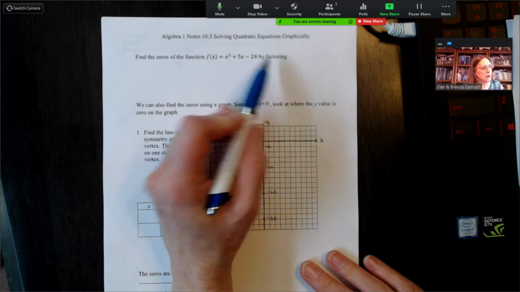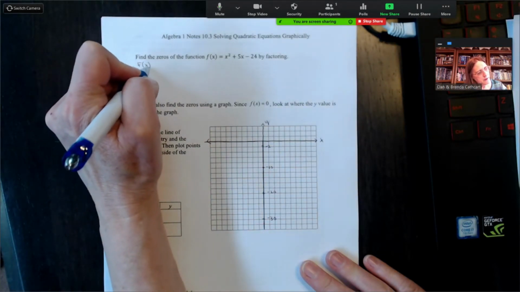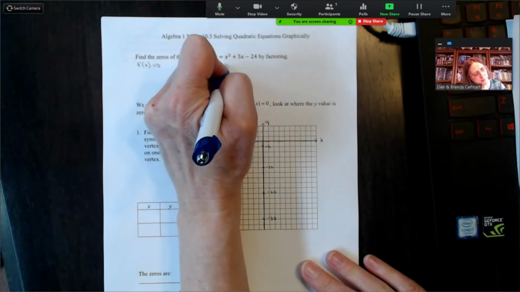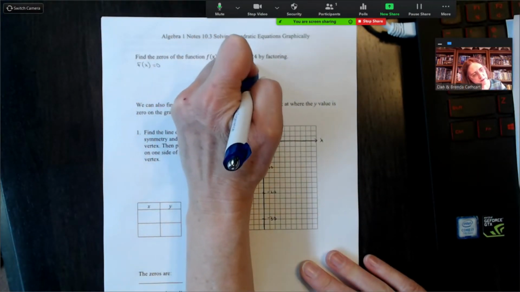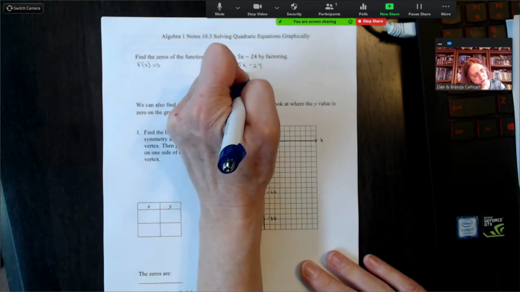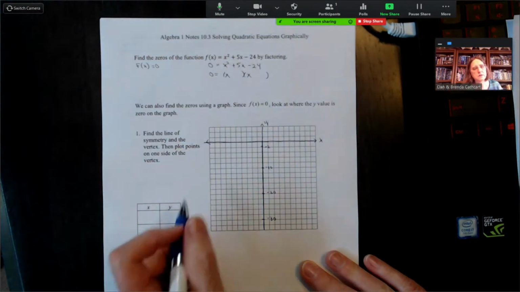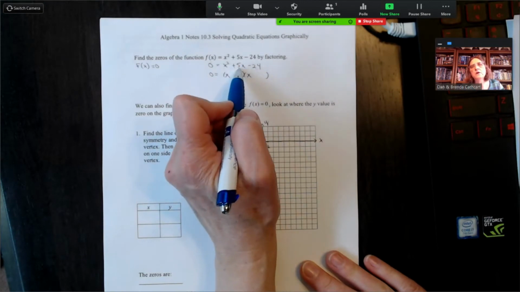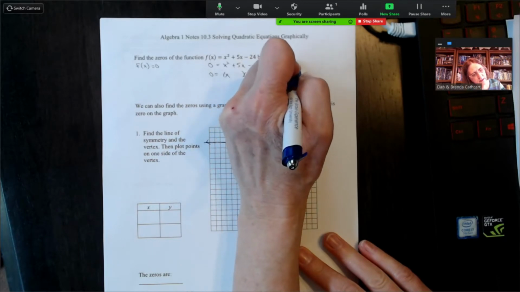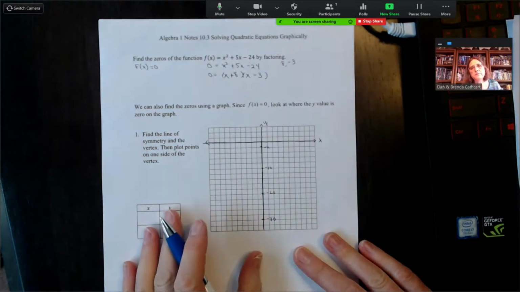by factoring, we're looking for the zeros, which means we want to make f of x equal to 0. So I rewrite this equation as 0 equals x squared plus 5x minus 24. And then I can factor this. Factors into two binomials. X squared is x multiplied by x. Factors of negative 24 that add to 5 are going to be 8 and negative 3. So we're going to have x plus 8 and x minus 3.